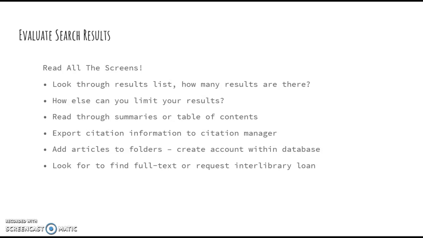Now once you get your results, you're going to evaluate your search results, read all the screens, think critically. So look through your results list. How many results are there? How else can you limit your results? Read through summaries or the table of contents and the abstract. Export citation information to your citation manager, but always verify that it is in the correct format. You can add articles to folders and create an account within the database. And you can look to find full text or request interlibrary loan.